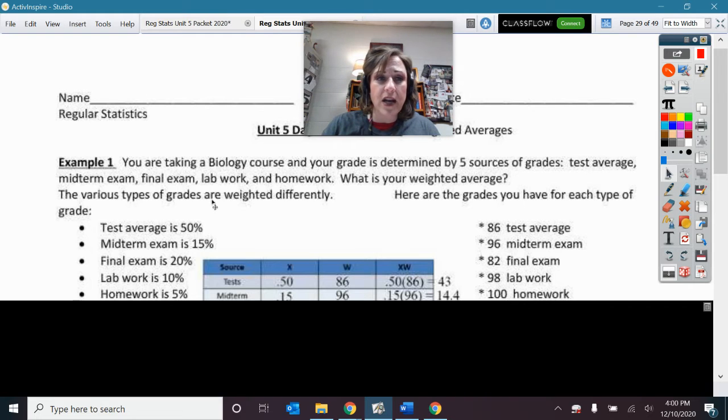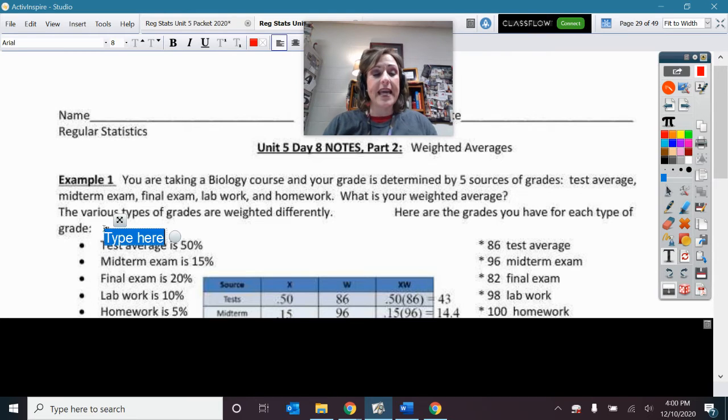So let's talk about how we might compute this. We want to take these percentages and turn them into decimals because they are part of the total. So 50%, of course, is half of the total, which we then want to multiply by the grade that you had for that section. So 86. That is representing the portion that contributes to your grade from your test average.